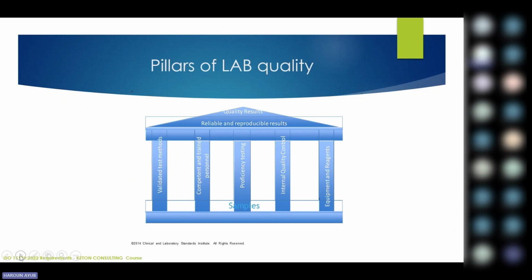So we have quality results, reliable and reproducible results, is what we need to focus on. And the baseline, what is holding the foundation, is the samples. By having these samples, and wanting to achieve reliable and reproducible results, and in turn quality results, we need to focus on the pillars that hold these things up. So you find that if one of the pillars is affected, the top results, or the quality results, have an issue. So we have validated test methods.